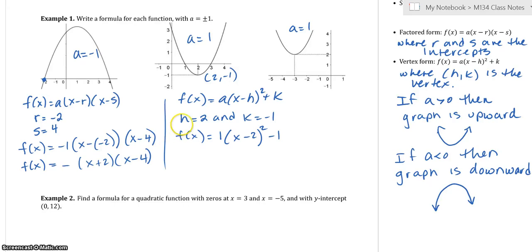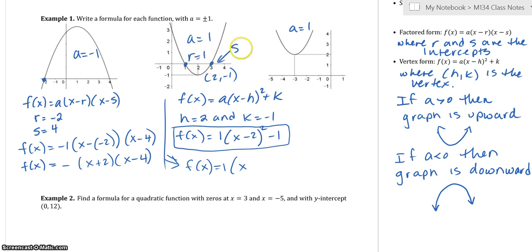Notice that's a fine answer. You can also do it the factored form way, using that first formula. You can see that a is 1, and the r is 1, and the s is 3. This also works. I know it looks different. One is in factored form, and the other is in vertex form, but they're both the same answer.